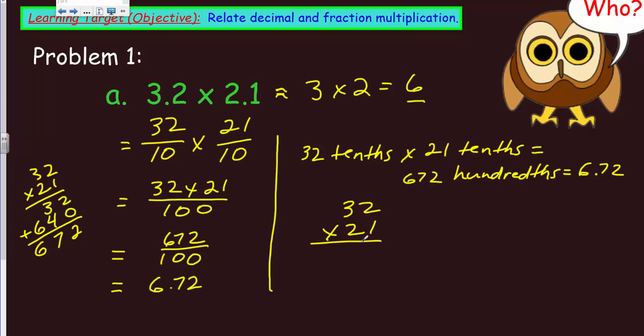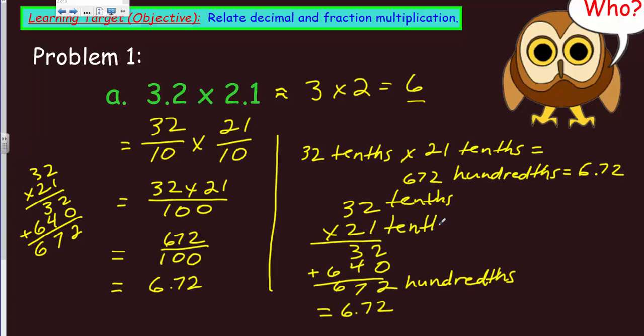I just wanted you to see that our tenths and our tenths, when we multiply them, actually gave us hundredths. So the bigger question becomes, does this answer make sense given what we estimated the product to be earlier? Well, we estimated the product to be 6. We did say that our actual product should be a little bit more than that. And look at that, it is a little bit more than that.